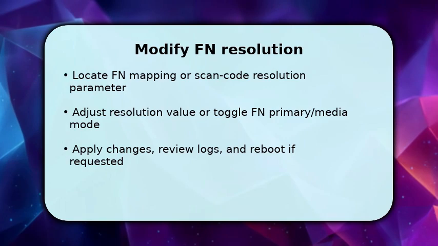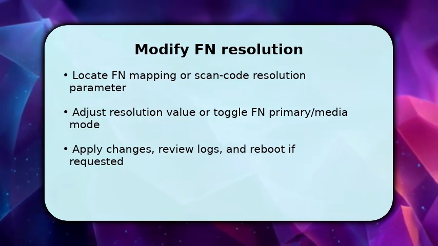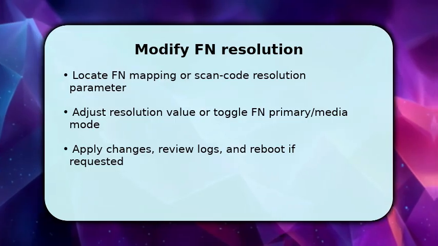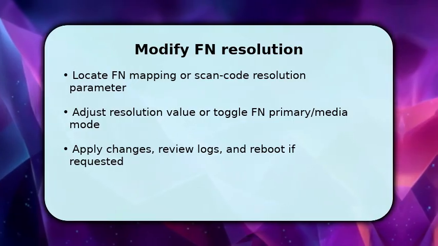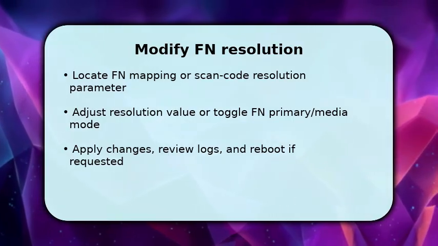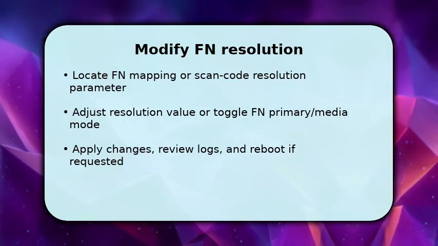You now locate the FN mapping section or the scan code resolution parameter in the firmware or settings. Carefully change the resolution value or toggle the FN primary versus media key mode depending on your goal. Small increments are safer. Make sure to apply the change and watch the utility logs for errors.